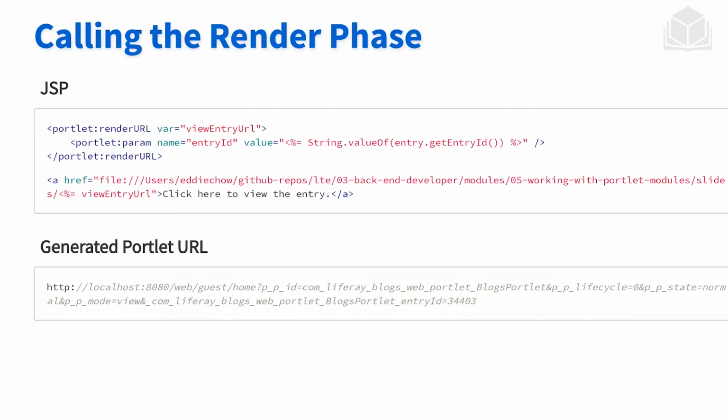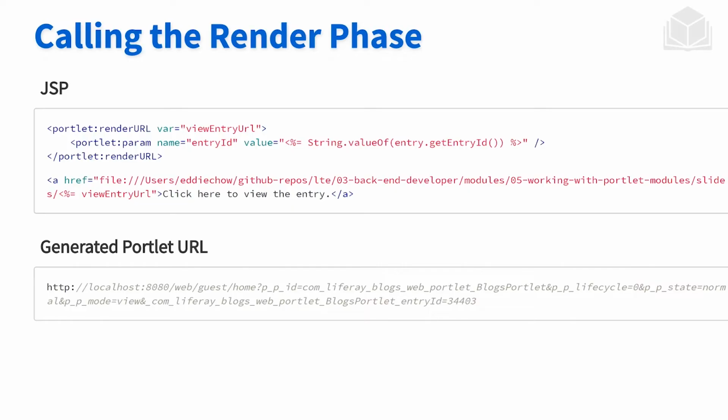Within the render URL, we can also have specific parameters that will be placed within the render request object. We can then pull those parameters from the render request object in the render method, and then we can do some programmatic things to it. So we have this render URL with this var called viewEntryURL. We find where that is. That's here in the anchor tag. So when we click on the anchor tag, the render URL in turn is going to be invoked.